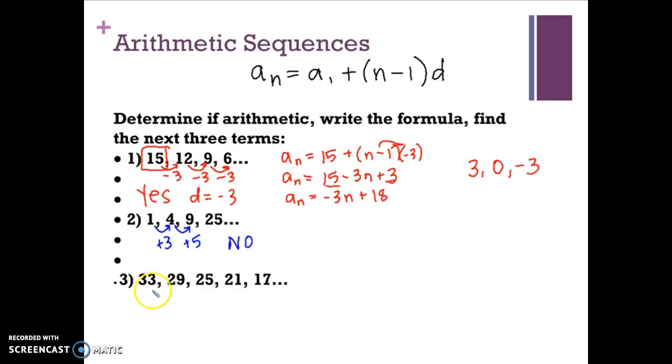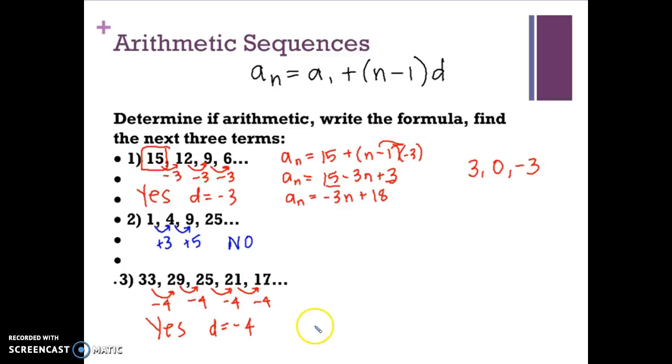And the last one, to go from 33 to 29, I subtract 4. 29 to 25, subtract 4. 25 to 21, subtract 4. And 21 to 17, subtract 4. Make sure you test all of your terms because it may change right at the end. But this one doesn't, so it is arithmetic, and my common difference is negative 4.